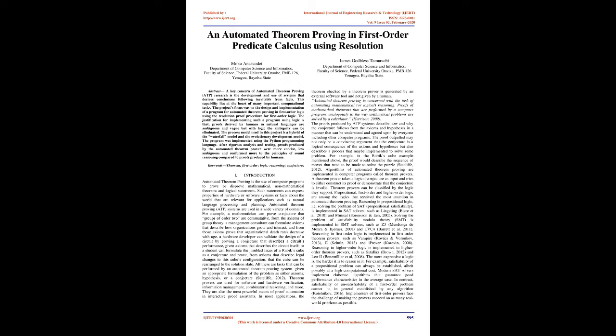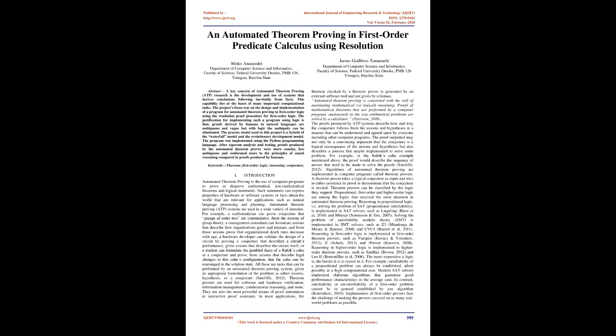The project's focus was on the design and implementation of a program for automated theorem proving in first-order logic using the resolution proof procedure for first-order logic. The justification for implementing such a program using logic is that proofs derived by humans in natural languages are ambiguous and vague, but with logic the ambiguity can be eliminated.